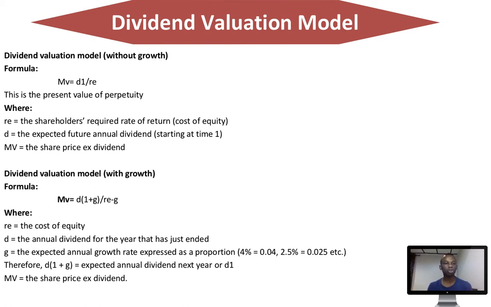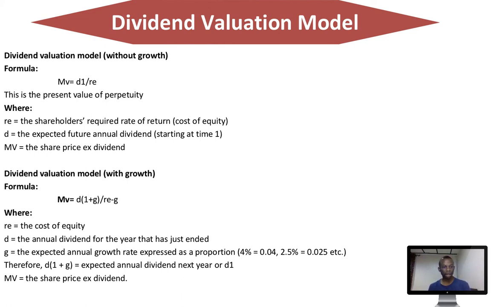We assume that we continue to receive D1 forever, till the company folds up. So we are going to divide it by the shareholders' required rate of return, the ROE. What this necessarily means is that we are trying to discount the future value, bringing it back to the present value. What is the value of this dividend we are going to receive in the future? That's what the ROE is trying to do.